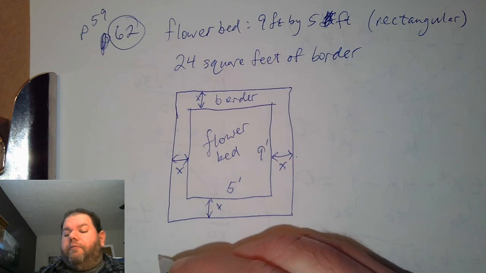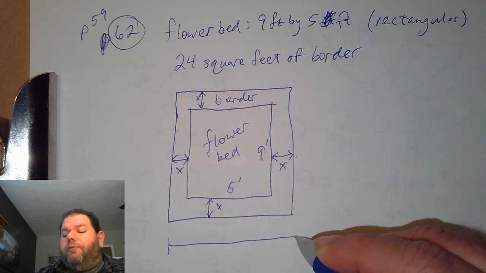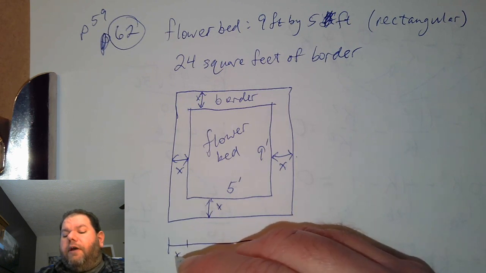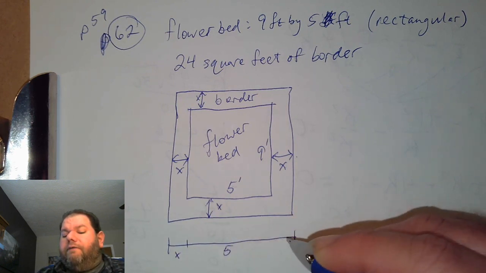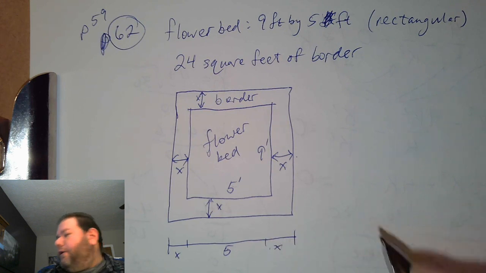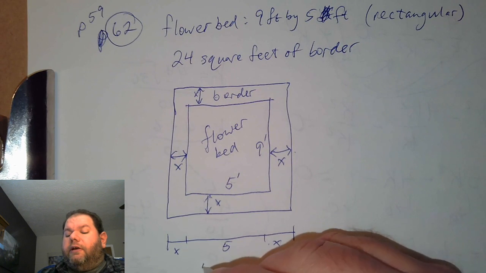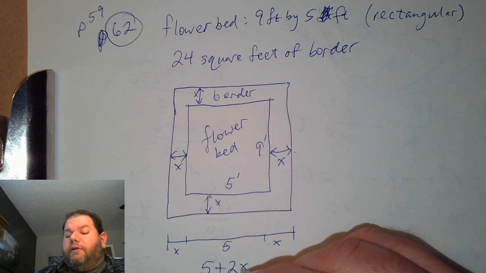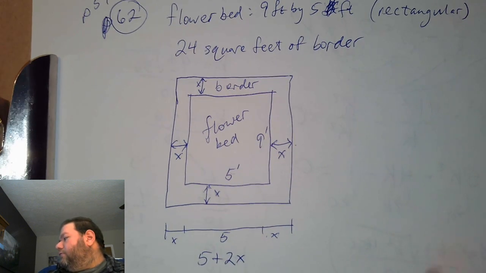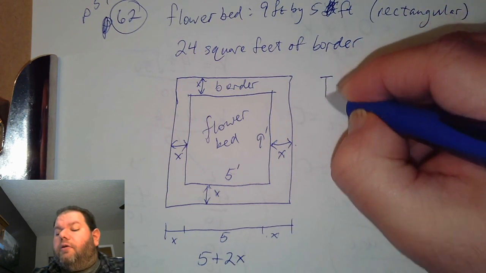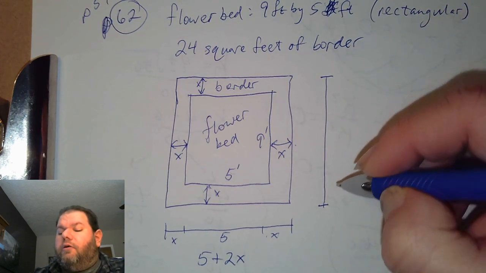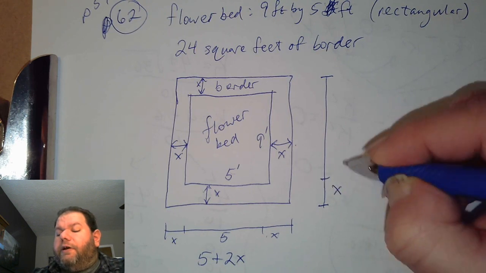Okay. So if we look, going all the way across, we have X, we have 5, and we have another X. So this side is 5 plus 2x. What about the vertical side?